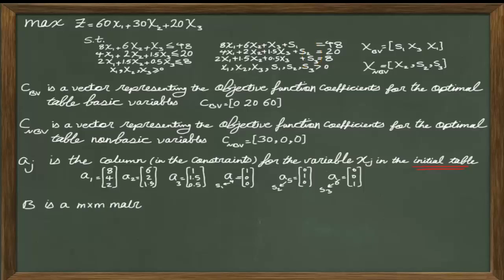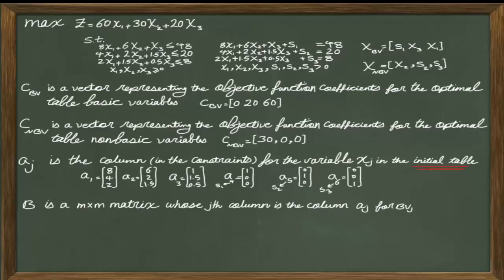The next notation that we need to learn is the matrix B, which is probably the most important matrix that you need to know to regenerate the final optimal table. B is the m by m matrix, where m is the number of constraints that we have. Since we have 3 constraints in this example, our B is going to have a size of 3 by 3. So B is a 3 by 3 matrix in this case. Its jth element is the column AJ for basic variable J.